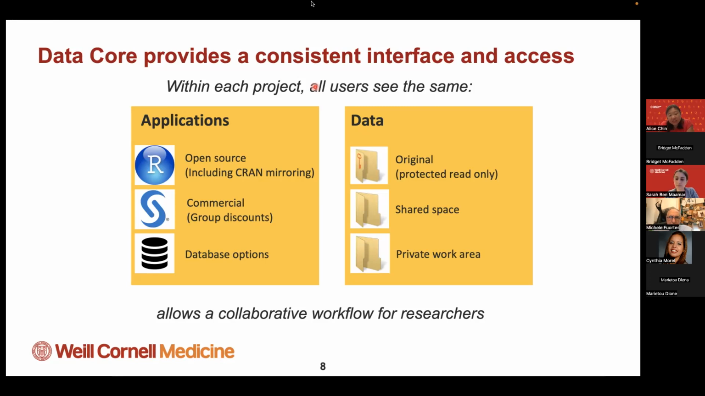In addition, each project has their own storage space for the data they're hosting. Each project has a read-only source data folder, which contains the data that we receive from the data provider, and it can't be changed. There is a shared space where the team can collaborate and share files with one another, as well as each individual's private work area folder. So we allow a collaborative workflow among the researchers in a project team.